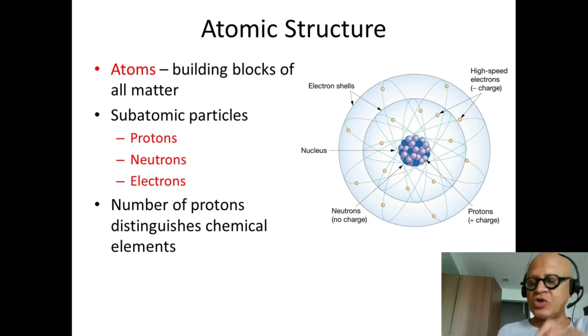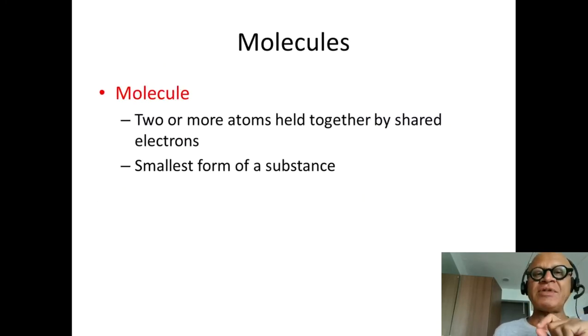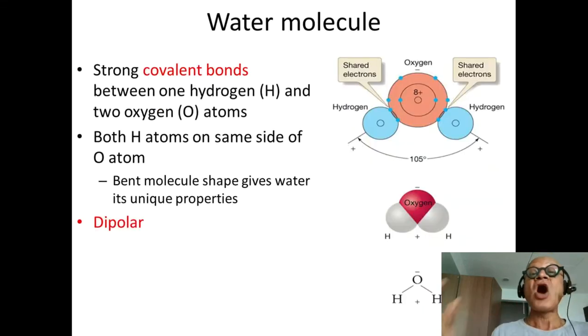So it's the number of protons that distinguishes chemical elements. A molecule is two or more atoms held together by shared electrons in covalent bonds, and that's the smallest form of a substance. So H2, O2, for example, are molecules, and they are substances that freely exist. That's the smallest form of a substance, other than the many compounds we create by combining multiple molecules. So let's stop this introduction here and come back to look at the structure of water molecules and how it comes about.